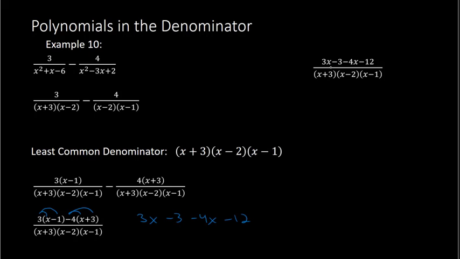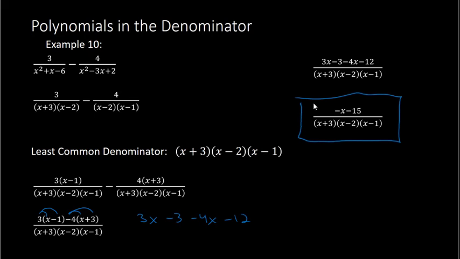And then we can combine even further. 3x minus 4x, that would give me negative 1x. And then negative 3 minus 12 would give me negative 15. So my numerator is going to be negative x minus 15. And this would be my solution after I subtract and after I simplify the numerators.